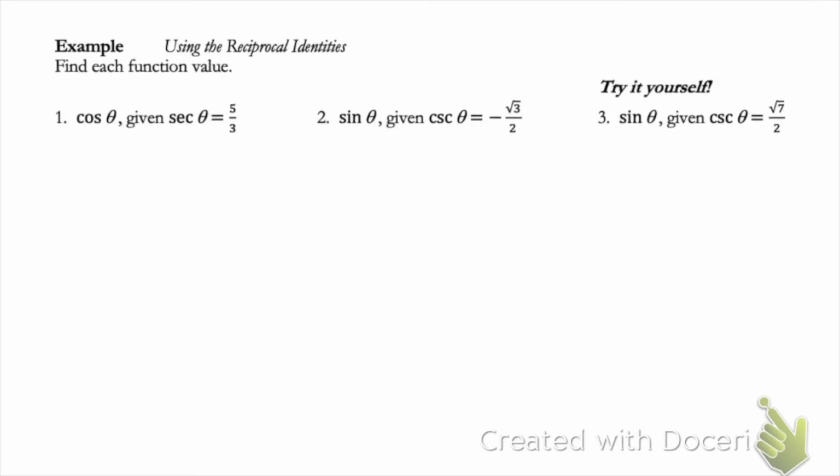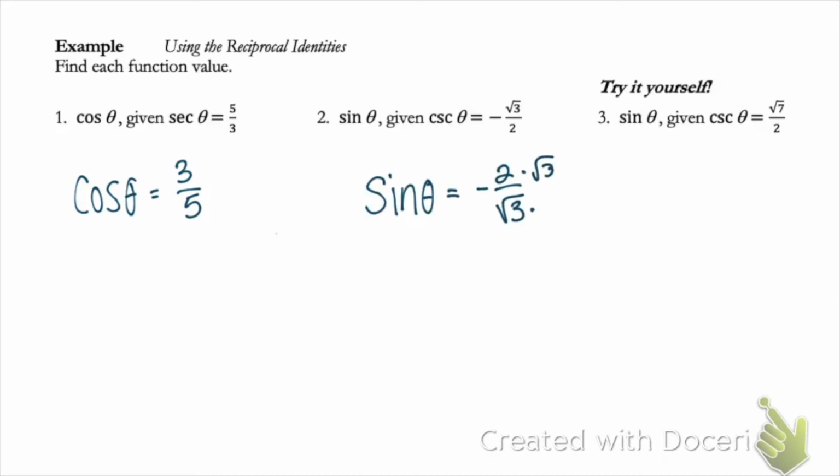In this example, we're going to find the function value. For number 1, it's asking us to find cosine of theta when secant of theta is 5/3. Since cosine and secant are reciprocals, all we have to do is flip the 5/3. In problem 2, we're finding sine given cosecant. That's just going to be flipping our fraction, but here we are going to have to rationalize because we have a square root in the denominator.